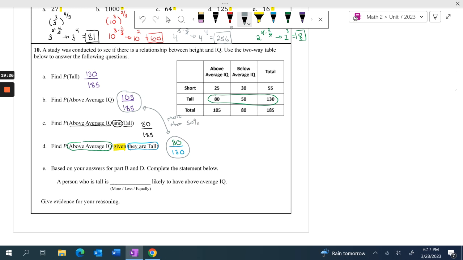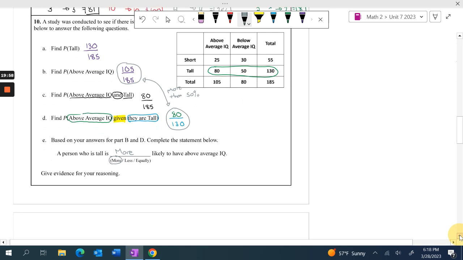That means that a person who is tall is more likely to have above average IQ. And the reason why it's more likely is because the probabilities for B and D were over 50%. If they were less than 50%, the answer would be less likely. If they were exactly 50%, both of them, it'd be equally likely. And it says give evidence for your reasoning. I just did: more than 50%.